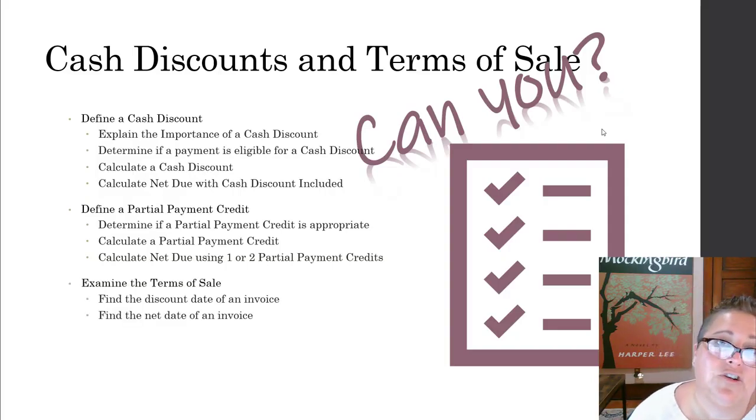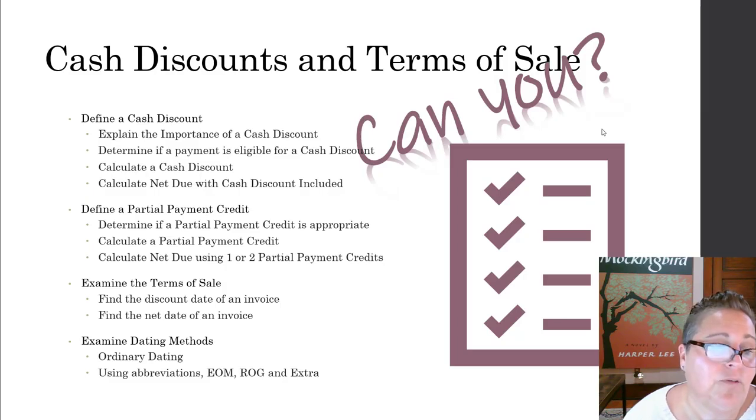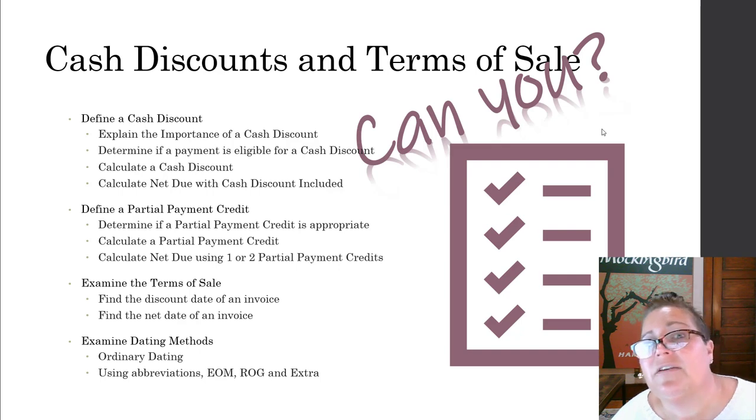Can you examine terms of sale? Can you list out in words what the terms of sale is? Can you find the discount date of an invoice? How about the net date? And when it comes time for dating methods, do you feel comfortable with ordinary dating? Do you feel like you could do that type of problem? Do you know where to find the information on end of month, ROG, and extra? Do you know where that is in this particular file?